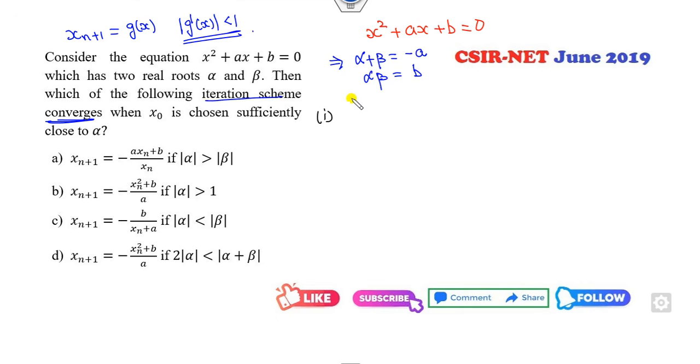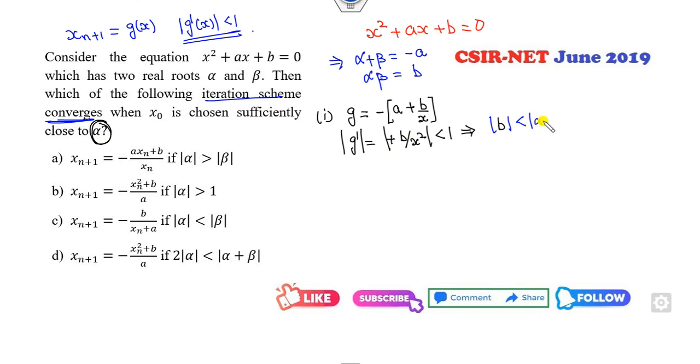What is the derivative of this? Firstly I can write g as minus a plus b over x. Then what is my g dash? Minus b over x square, minus minus plus. Now if I take the modulus value, this should be less than 1. That means it converges to alpha, so I have to substitute x as alpha. Now I need alpha and beta. I can substitute the value of b. b is alpha beta, which is less than alpha square. What does it mean? So that is a correct option.